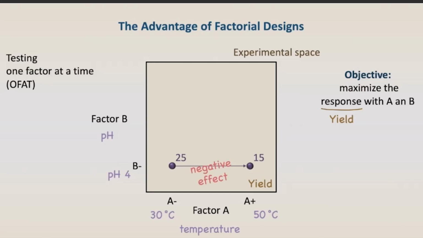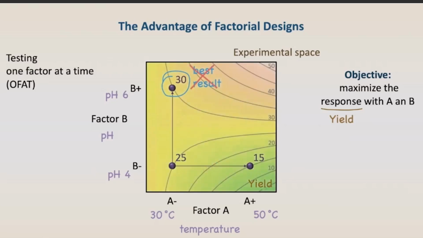So we go back to 30 degrees and test the pH. At 30 degrees and pH 6, the yield is 30, and we know that the pH has a positive effect on the yield, and this is probably our best result. What we have missed is that the system is non-linear, and there is an interaction between the temperature and the pH, as shown by the contour lines.